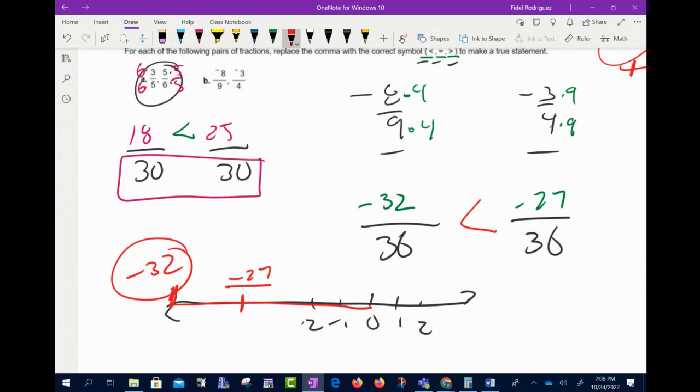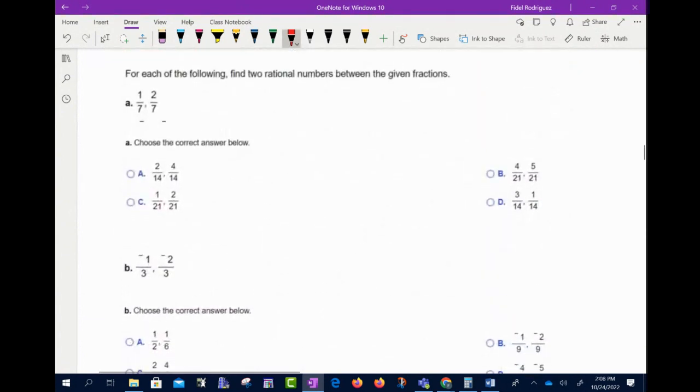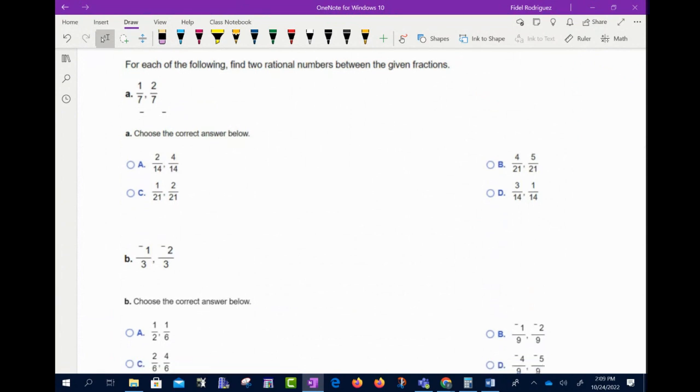All right, let me keep scrolling along here, y'all. Okay, for the next problem here, it says, for each of the following, find two rational numbers between the given fractions, okay? 1 over 7 and 2 over 7. I want you to look at my answer choices, okay? So, y'all, this is what I'm going to do. I'm going to go 1 over 7 and 2 over 7. They're giving me fractions with denominators of 14 and denominators of 21, okay?